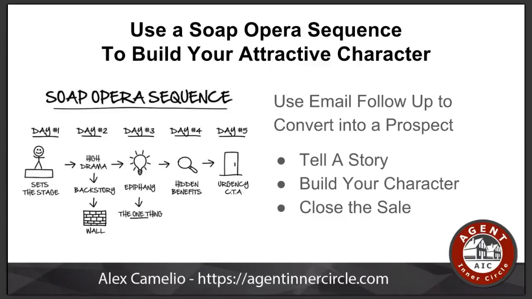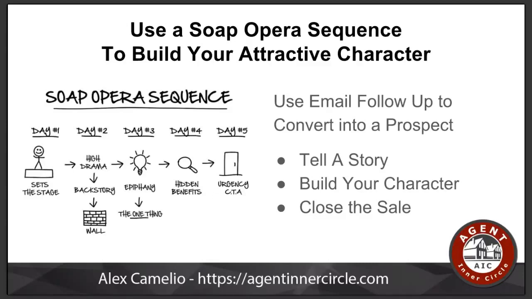And then you hit the epiphany, which is, oh my God, working with a professional realtor who does X, Y, and Z sorts of things was the be all end all for me. And then you start closing, you start turning them into a prospect, where it's, if you have questions, call me. If you are interested in looking at homes, call me. And you start actually converting these people into prospects, into people that are really communicating with you about working together in some way, shape, or form. Okay. So it might seem very simple here. We're going to tell a story, we're going to build your character, and we're going to close the sale.